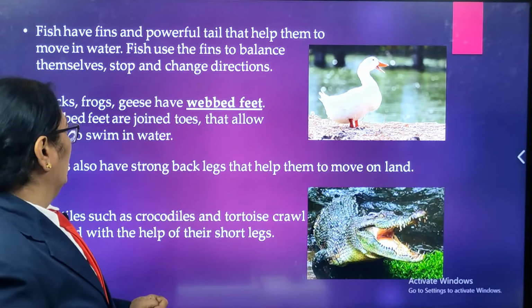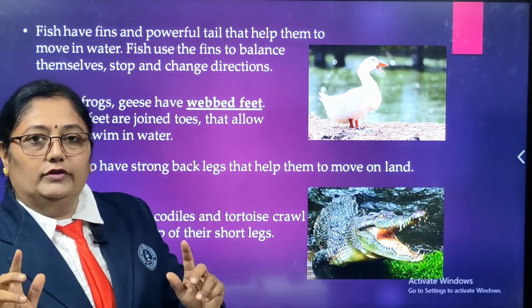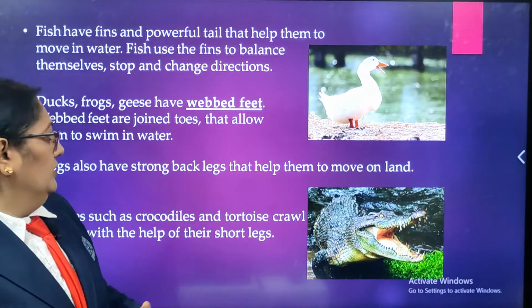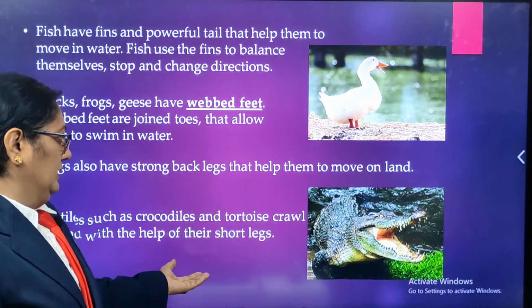Next is frog. The hind legs, that is the back legs, are very, very long. Yes, they can move on land, they can jump also. And if we talk about the reptiles, here we can see a crocodile and all. Tortoises crawl, but they have very short legs. So these are all different examples of how animals move.